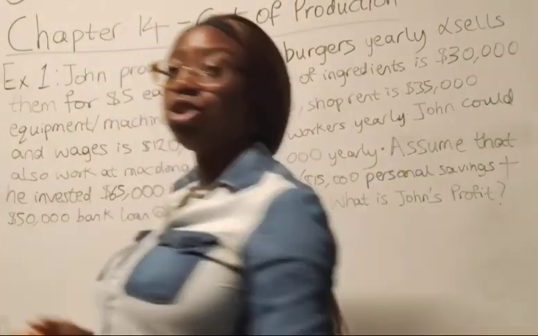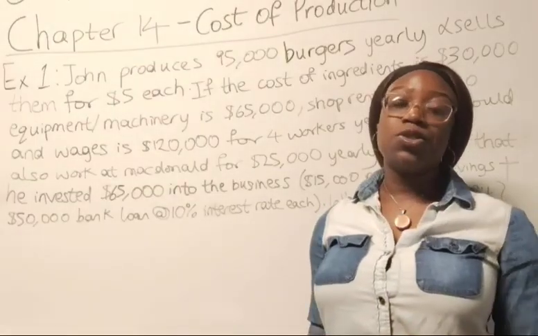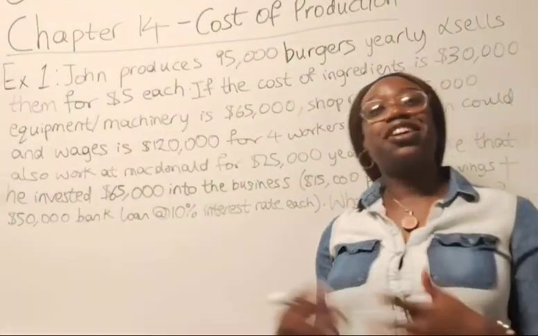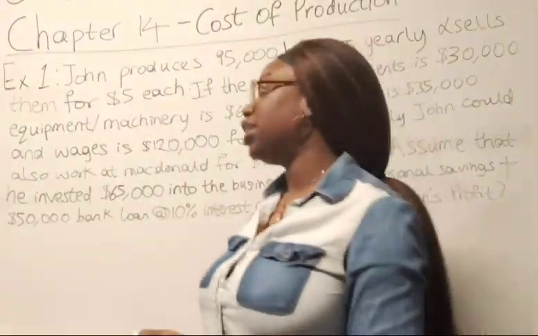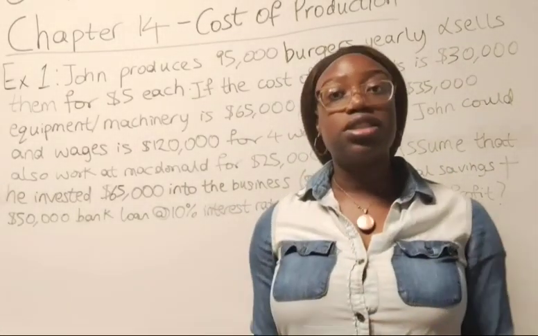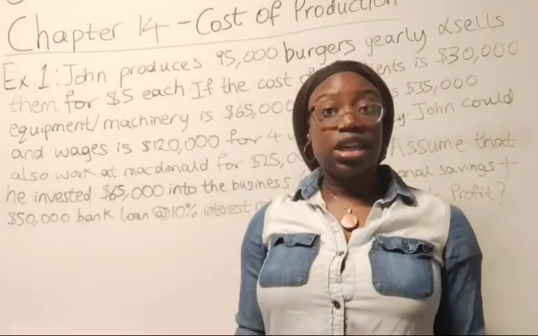The first thing I want you to note is that there is a difference between economic profit and accounting profit. So if anyone ever asks you what is profit, then you have to ask, is it the accounting profit or the economic profit? And I'm going to explain the difference shortly. So basically, accounting profit is the one that doesn't factor in implicit cost. So implicit costs are things that you cannot see, but things that actually cost the business.